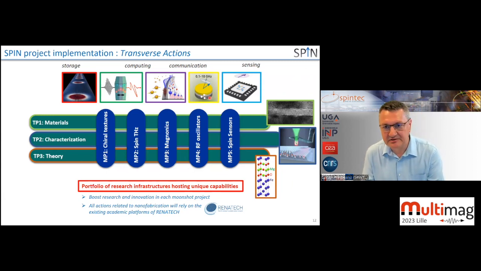In the project implementation there are some transverse actions, namely on materials, advanced characterization and theory, with the objective to build a portfolio of research infrastructures hosting unique capabilities at the national level, with first the objective to boost the research and innovation in each of the five moonshot projects, but also to really reinforce these research infrastructures that can be used, and we'll see afterwards, for other open calls, which are complementary to these targeted projects. Also, we have to mention that all actions related to nanofabrication will also rely on an existing academic platform, which at the national level is called RENATECH, the French National Nanofabrication Network.